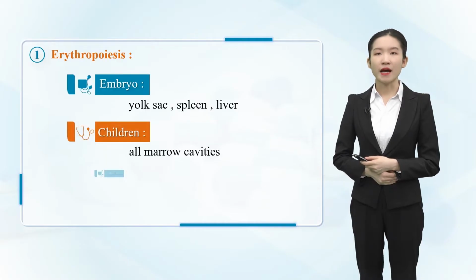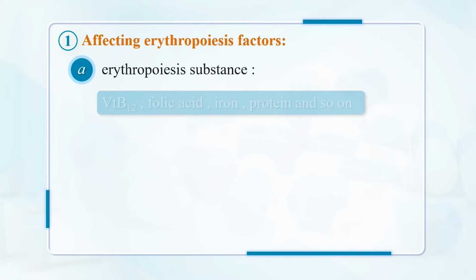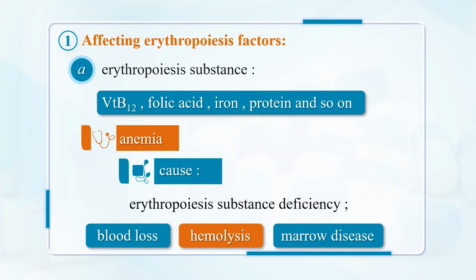Erythropoiesis. In embryo, red blood cells come from yolk sac, spleen, and liver. In childhood, red blood cells come from all bone marrow cavities. In adults, red blood cells come from red bone marrow cavities. These are some factors affecting erythropoiesis. Erythropoiesis substances, such as vitamin B12, folic acid, iron, protein, and so on.